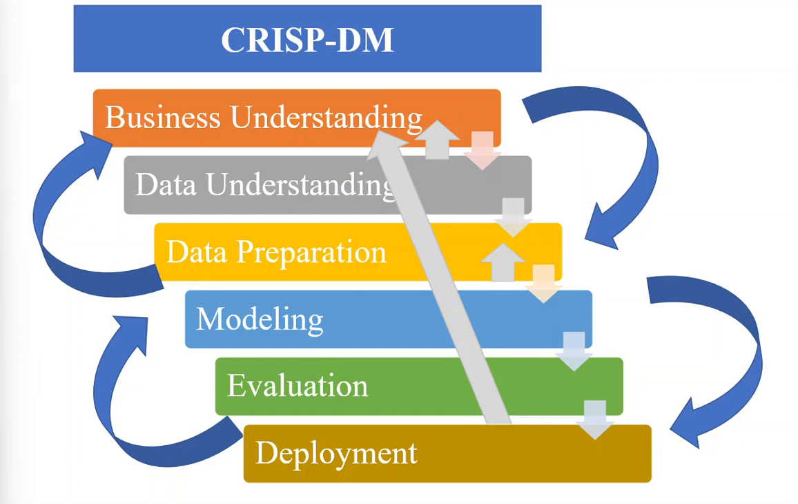The main steps of CRISP-DM include business understanding, data understanding, data preparation, modeling, evaluation, and deployment. I will introduce each of these steps briefly.